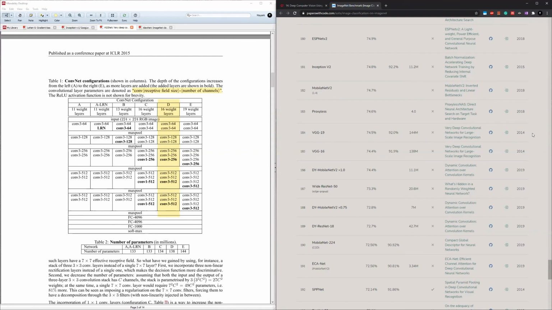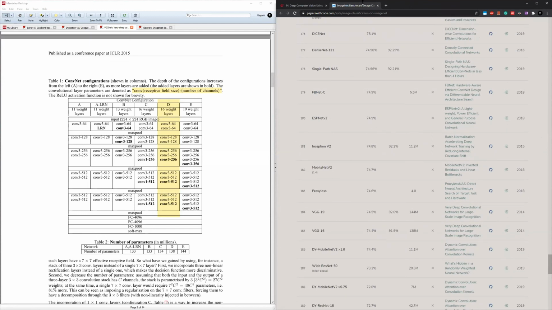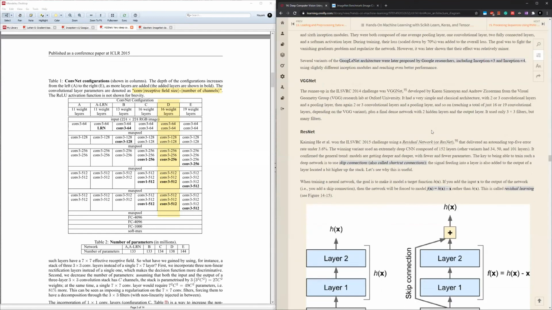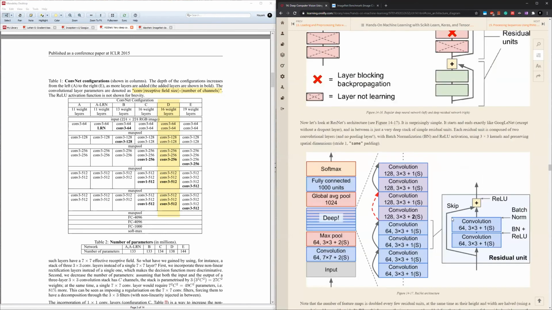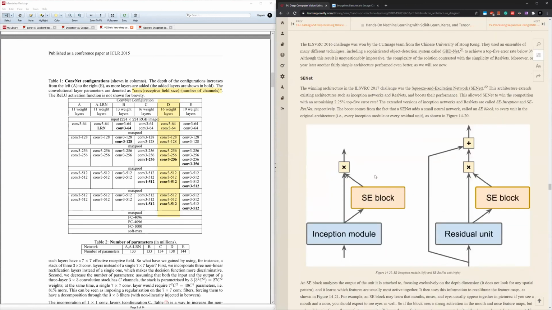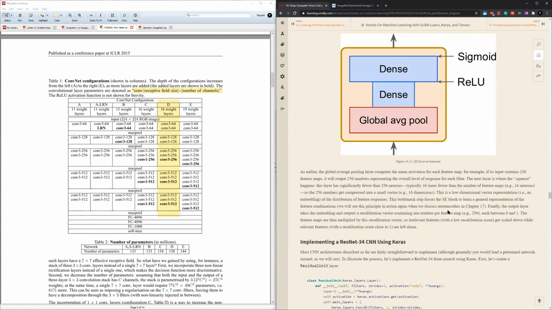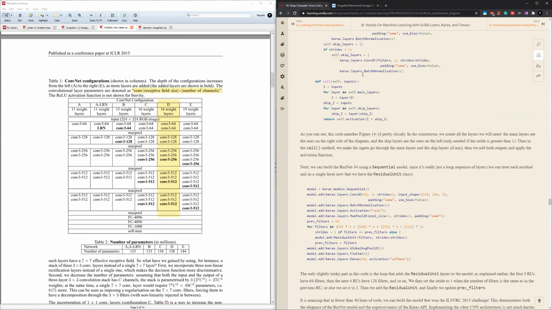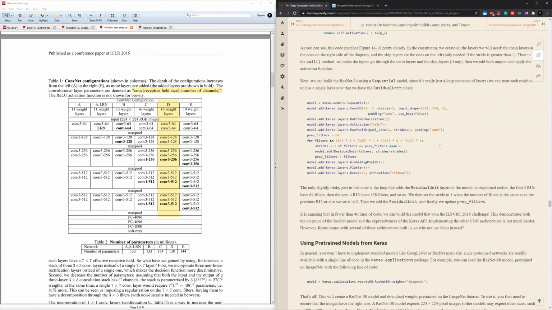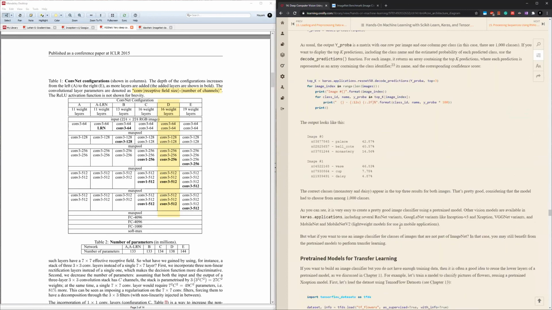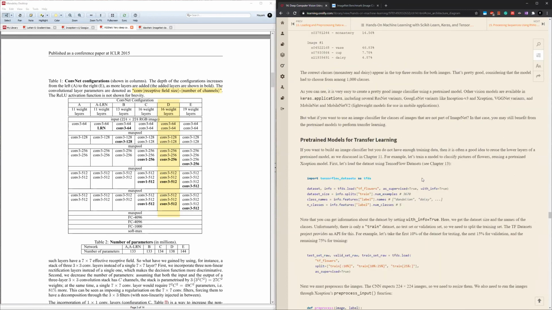So that's cool. That's it from my side. The next time we will pick up on ResNets. We'll discuss ResNets and go through SE nets and try to implement this in Keras. And we'll take it away from there.